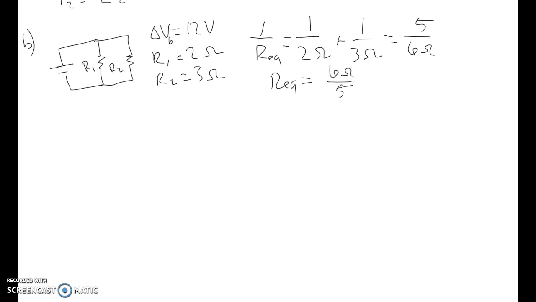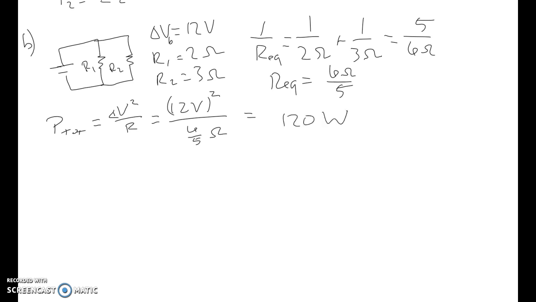So for the total power of our circuit, let's use P is V squared over R. It's going to be our 12 volts squared divided by our resistance of 6/5 ohms. So that gives us 144 divided by 6/5, which is 120 watts. Significantly more power than the previous situation.